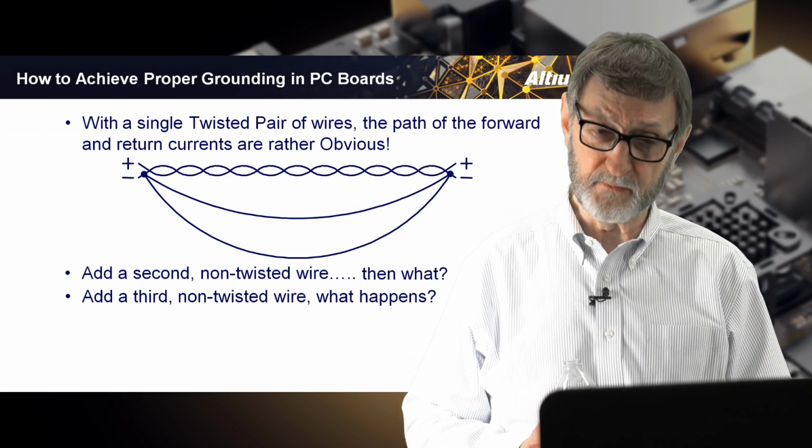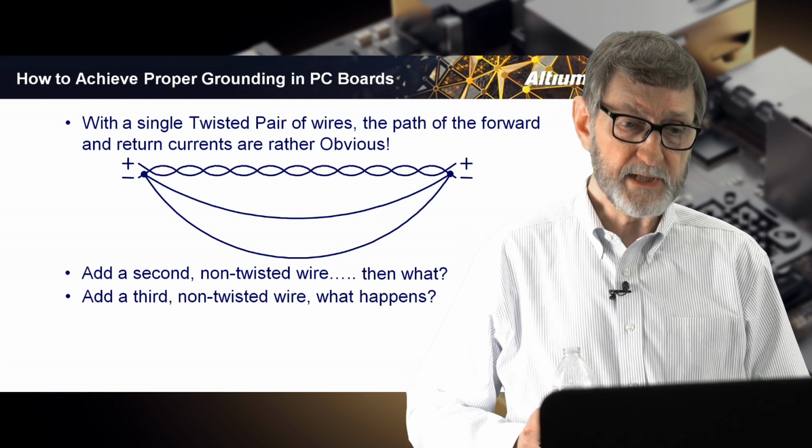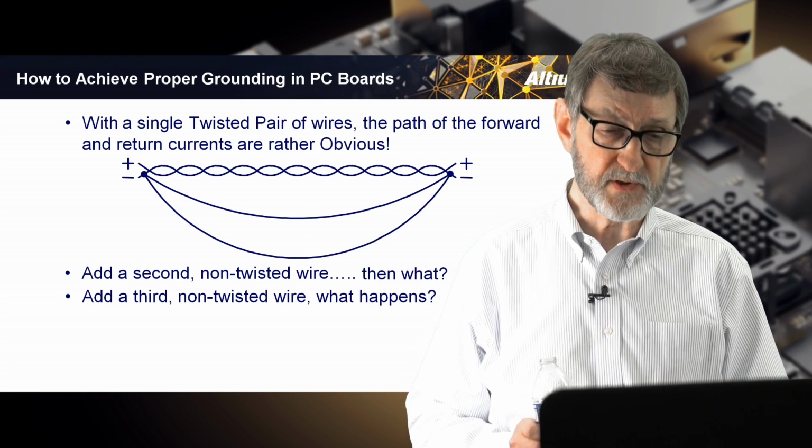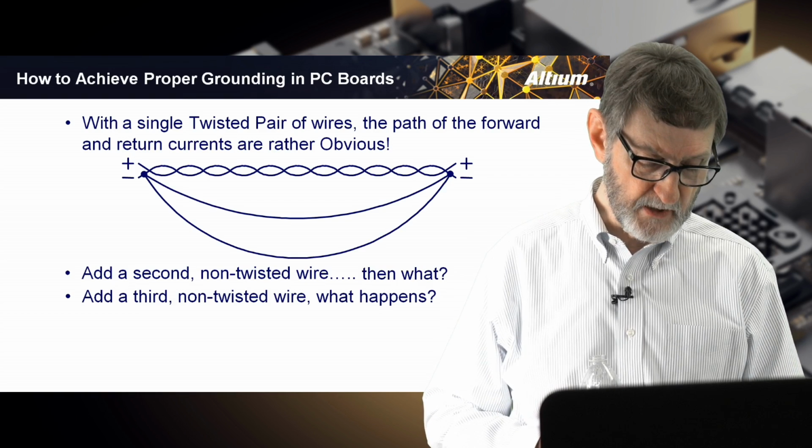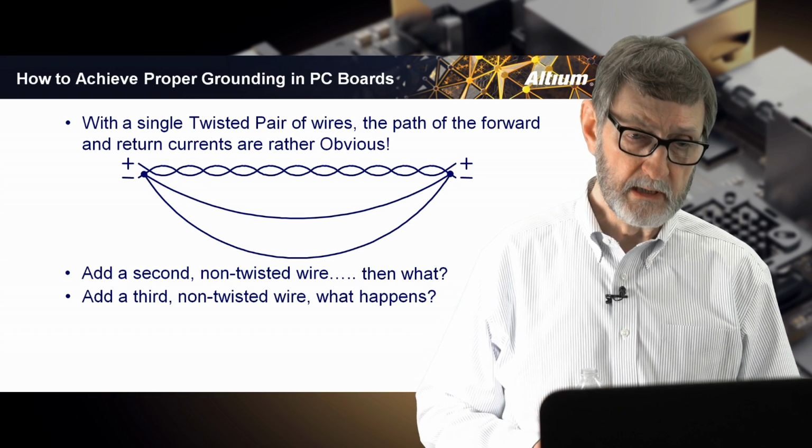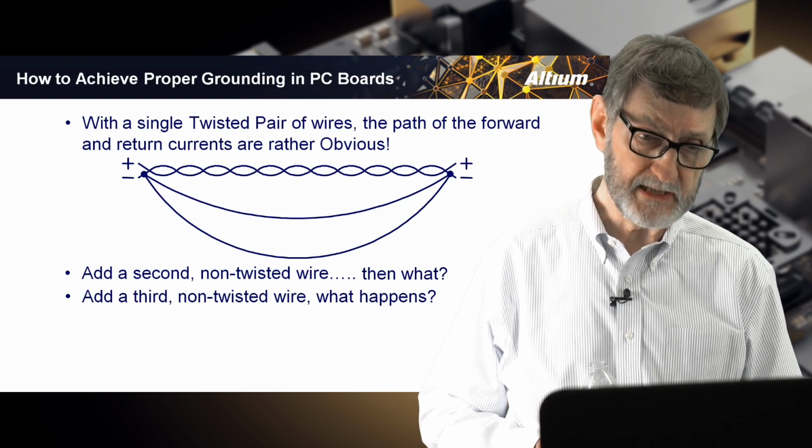And eventually, we will reach a frequency, and this will happen before we are out of the audio range, long before we're out of the audio range, where all of the energy will travel in the twisted wire pair, and it will ignore those other 2 wires as if they're not even there.